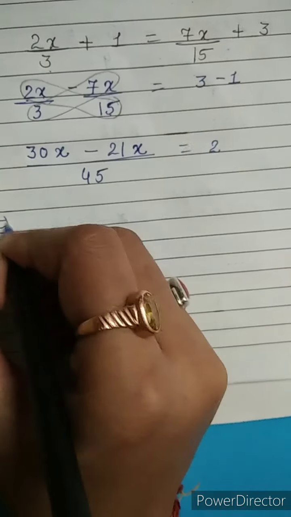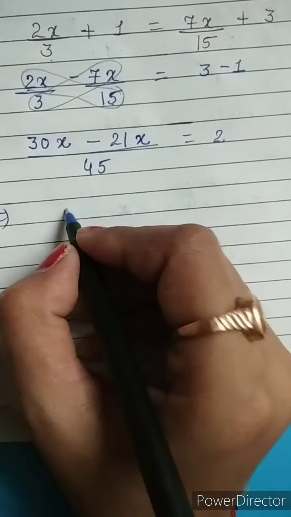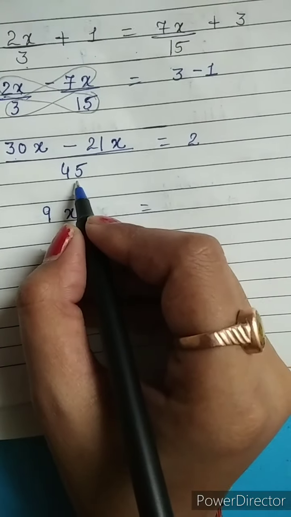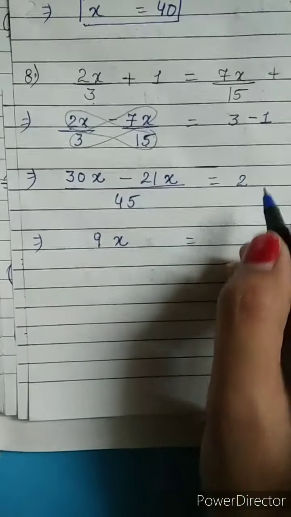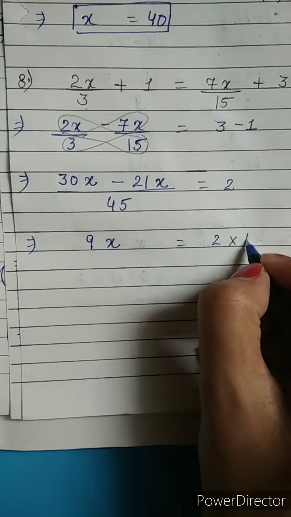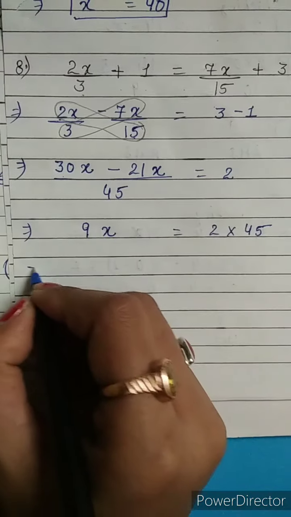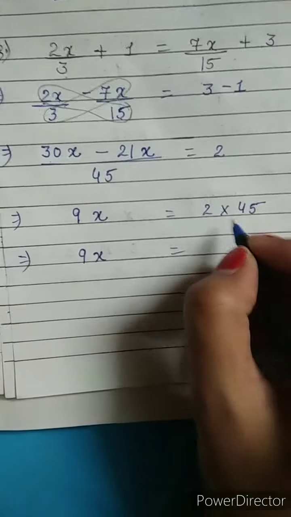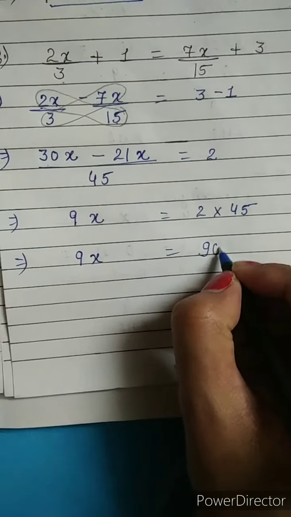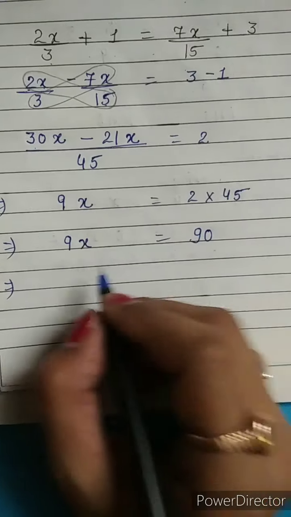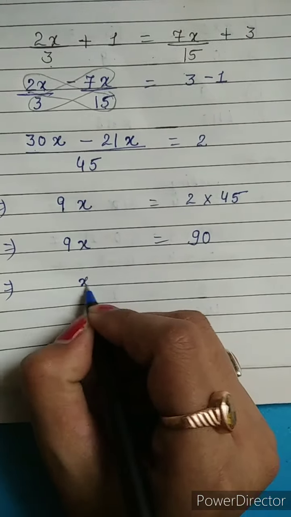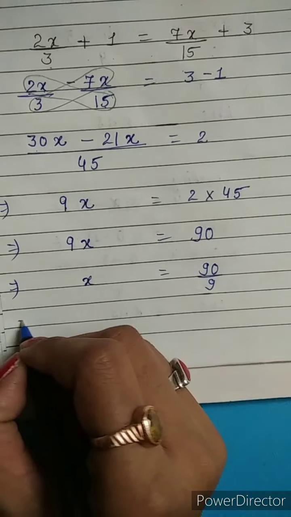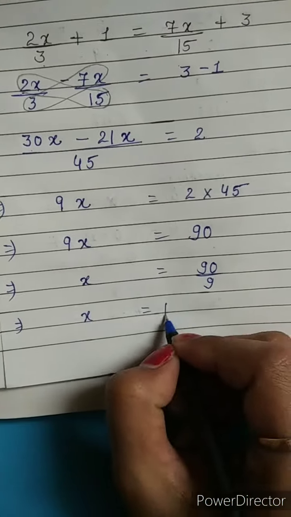Now here 30 minus 21 is 9x equal to 45. Is it here in the division, so it will go opposite side in the multiplication. So 2 into 45 equal 9x. Okay, 9x will remain here as it is. So 2 into 45 will give us 90. Here 9 is in the multiplication, so opposite side it will go in the division. So 90 by 9, that means x value is 10.